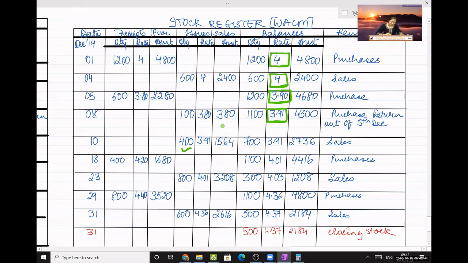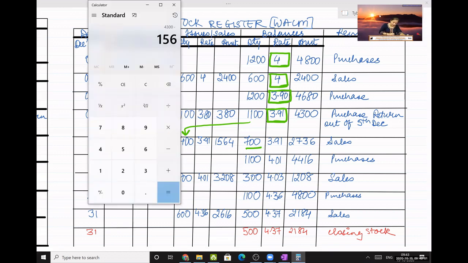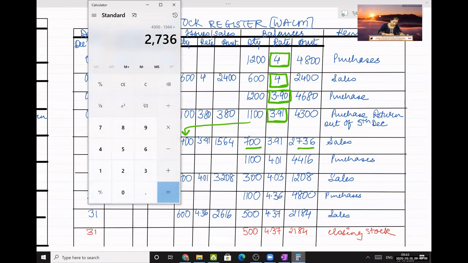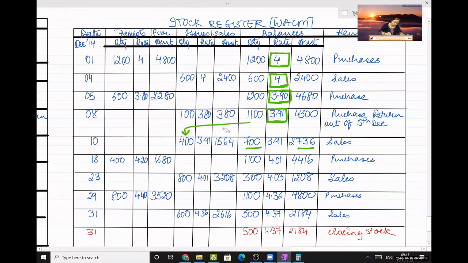Okay. Yeah. Sale has happened, quantity will reduce. So quantity minus, amount minus. Quantity minus, 1100 minus 400 is 700. Amount minus, 4300 minus 1564, 2736. Then divide it with 700. So 3.90857, make it 3.91. They have said now go up to 2 decimals. So go up to 3 and round off the third. This is how it is done.